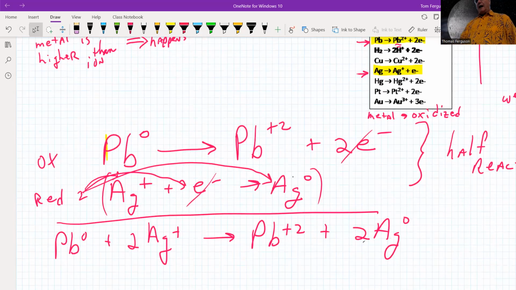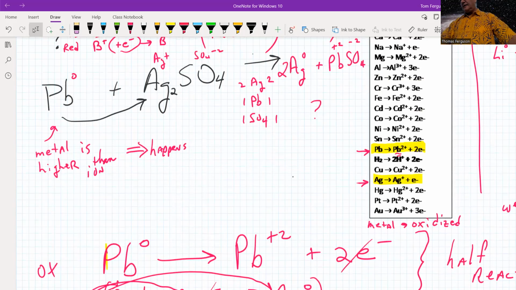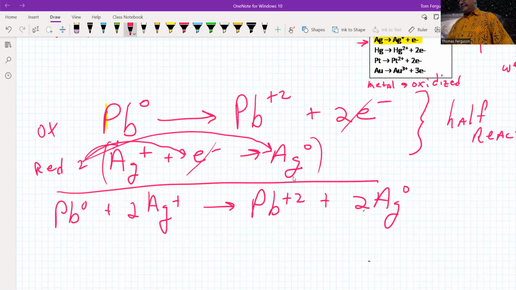So now when we algebraically add the 2 half reactions up, we're going to end up with almost what we started with. So we remember up here we had to have 2 silvers, Ag2SO4, and here are the 2 silvers. That reacted to give the lead, because it's higher now. The lead goes from metal to ion, loses 2 electrons, then the 2 electrons are captured by the 2 silvers.